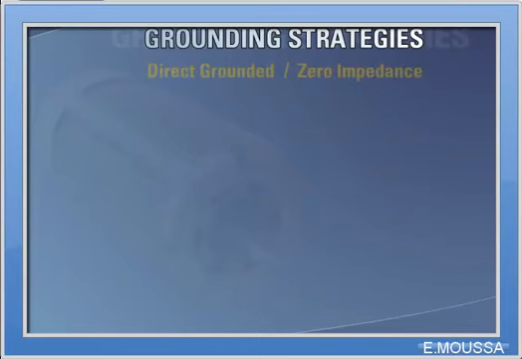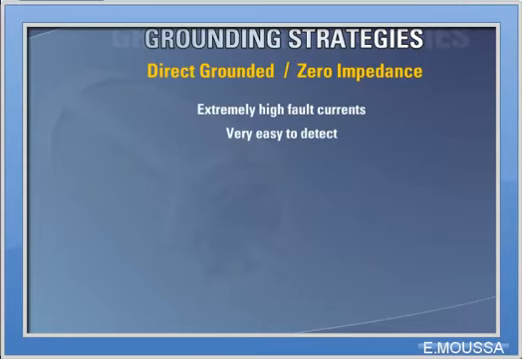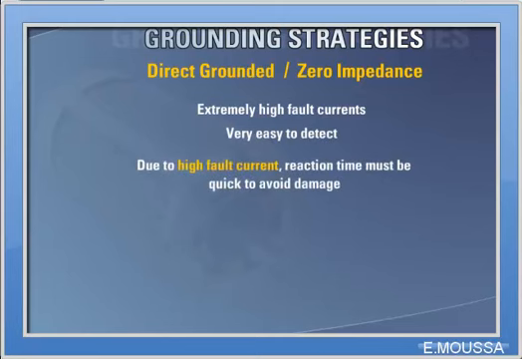The fourth strategy is direct grounded or zero impedance generator grounding. Generators that use zero impedance grounding have extremely high fault currents which are very easy to detect. At the time of fault, there is a lot of fault energy, and so the reaction time to the fault has to be very fast to limit damage.